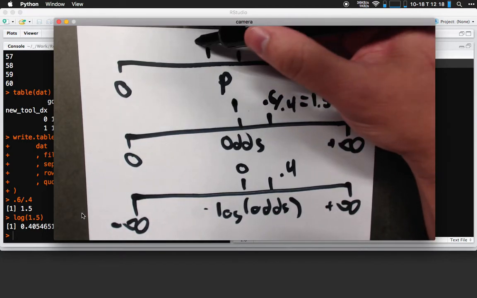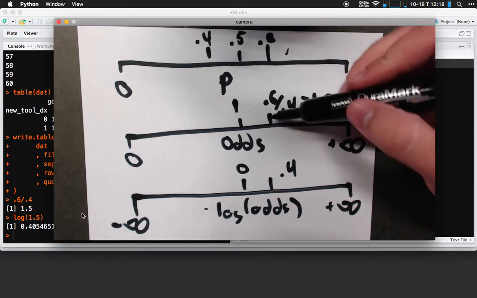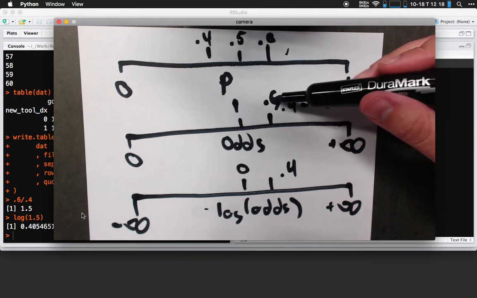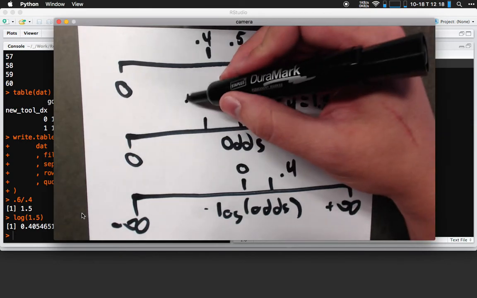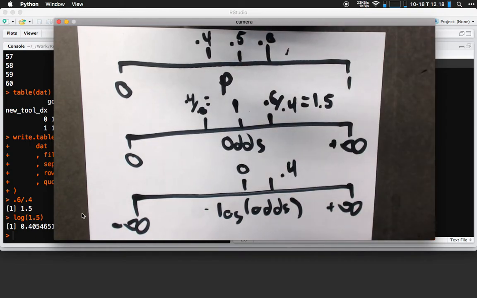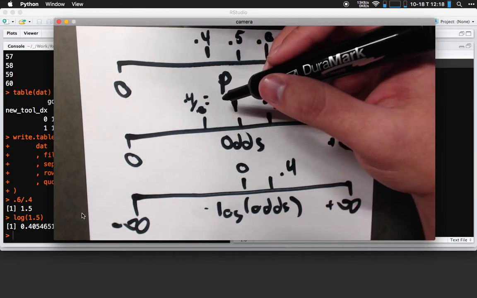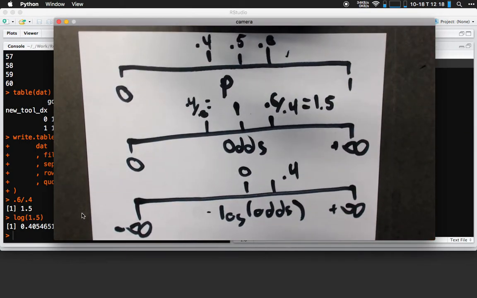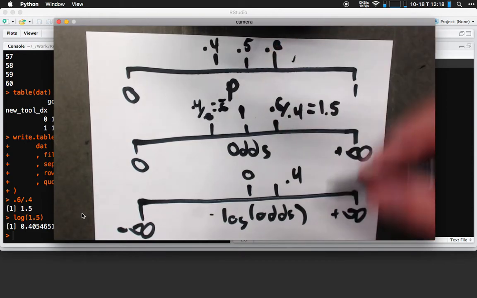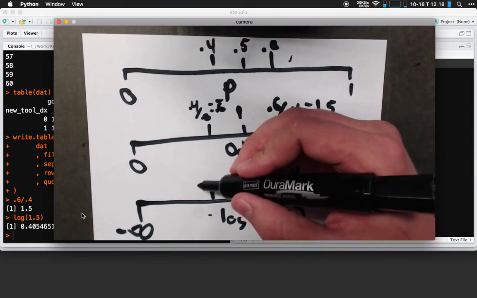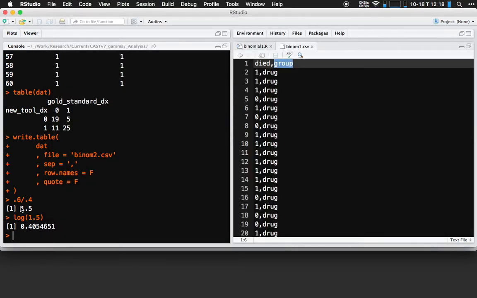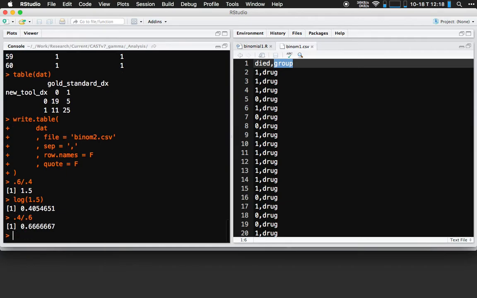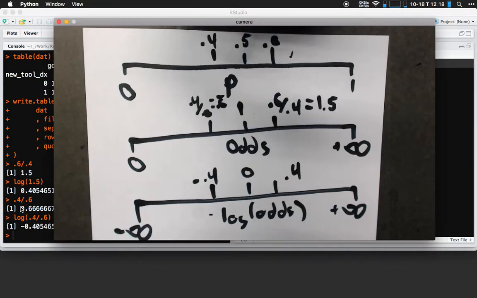If it were 0.4, well, if 0.6 divided by 0.4 is 1.5, it would be 0.4 divided by 0.6, which is 0.6 repeating. But on the log scale, that ends up being negative 0.4. Let me triple check that. So if I say 0.4 over 0.6, the log of that is negative 0.4.